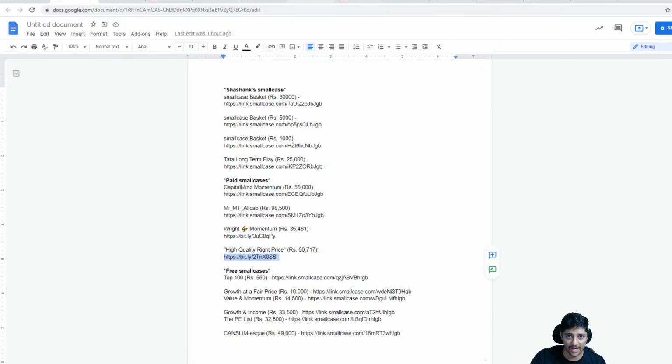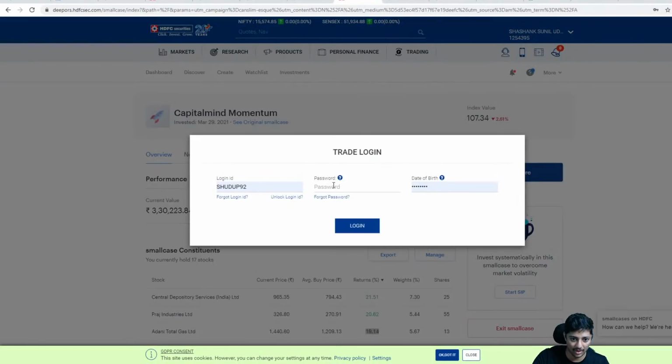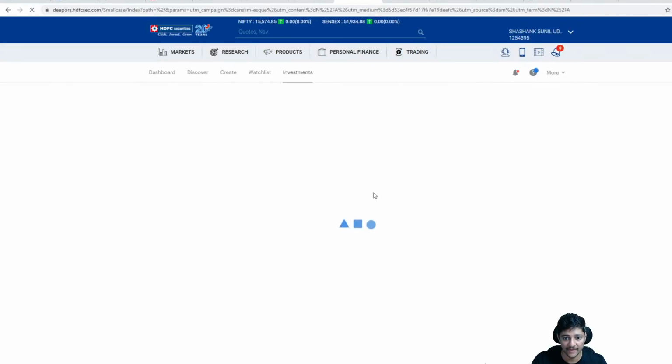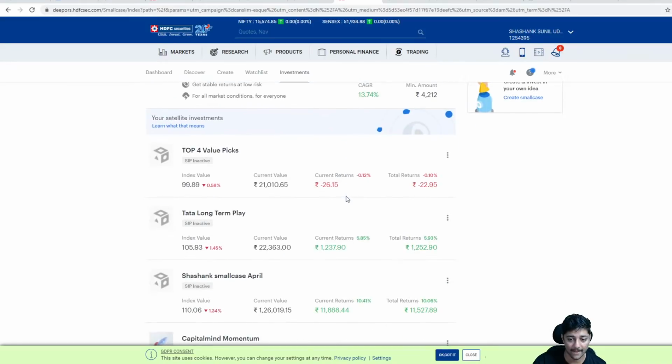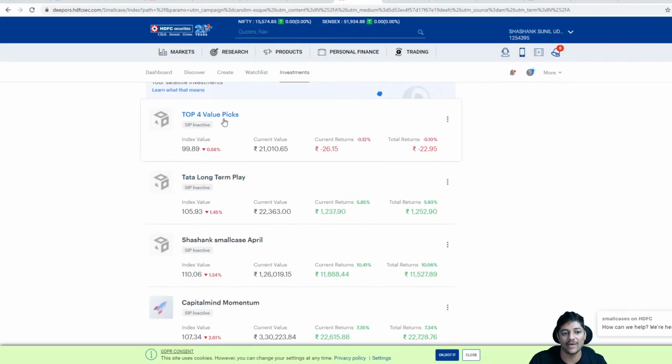So even if you look at my current portfolio, which I don't want to show, but let me show again. Let me try logging in again. Let me show you what I'm doing. This is only the ones that I use smallcase for, not my major investment portfolio. This is only my smallcase portfolio. I have top 4 value picks. I'm pretty sure all of you know what my top 4 value picks are.